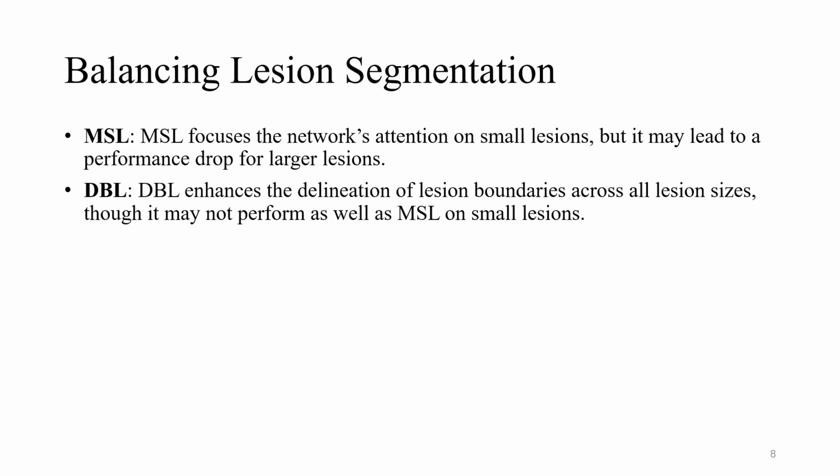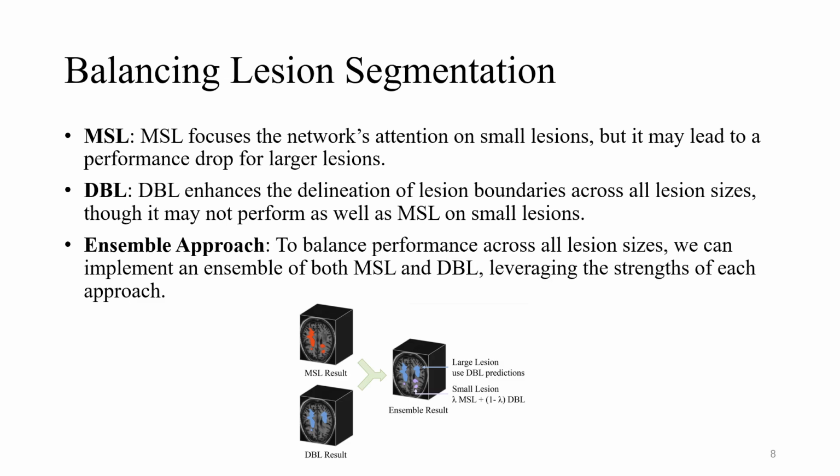To fully leverage the advantage of both MSL and DBL, we designed an ensemble strategy. For small lesions, we applied an interpolation between the probability maps generated by both MSL and DBL. This combination allows the model to benefit from the small lesion focus of MSL and the boundary refinement of DBL, leading to more accurate predictions. For large lesions, we solely rely on DBL, as it excels in handling boundary highlighting and provides more reliable segmentation for larger volumes. This ensemble approach effectively balances performance across lesion sizes, enhancing segmentation quality overall.